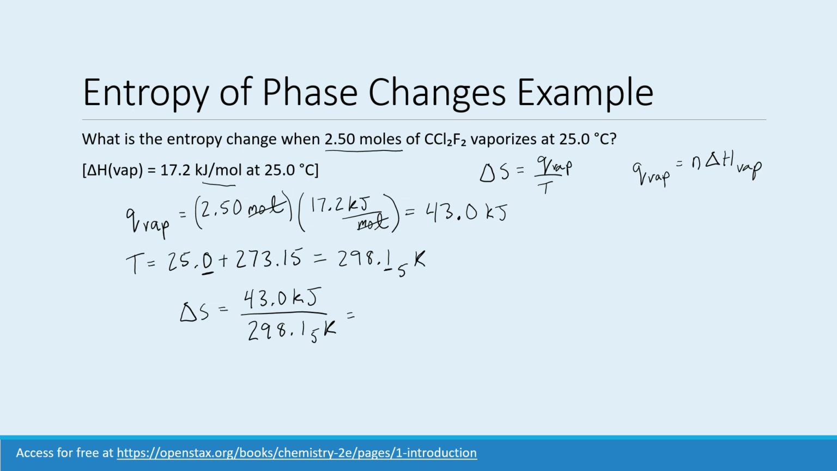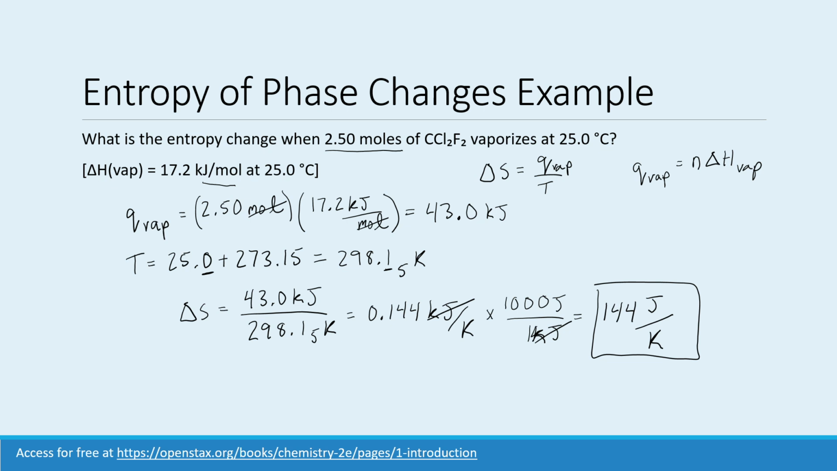Okay, and so 3 sig figs should be our least number of sig figs, and we get 0.144 kilojoules per Kelvin. Now, you'll find that most delta S values, or change in entropy, are going to be in joules per Kelvin. So you might want to switch this to joules per Kelvin, and of course that means that you're going to multiply by 1,000 joules per 1 kilojoule. Okay, and so we get 144 joules, right? Kilojoules cancel, joules per Kelvin.